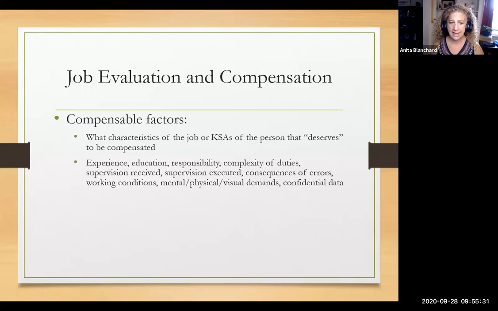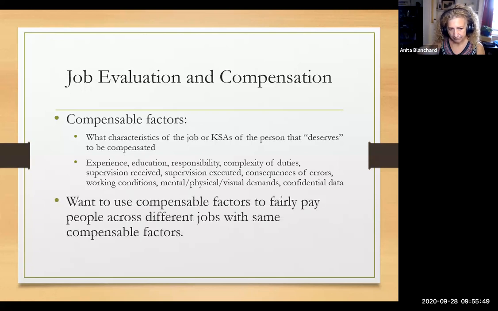So things we look at are experience, education, responsibility, complexity of duty, supervision received, supervision executed, errors, and working conditions. All of those are compensable factors. We want to use compensable factors to pay people fairly and equally across jobs. As you can imagine, that doesn't always happen, okay?